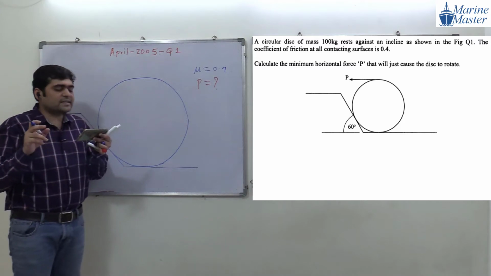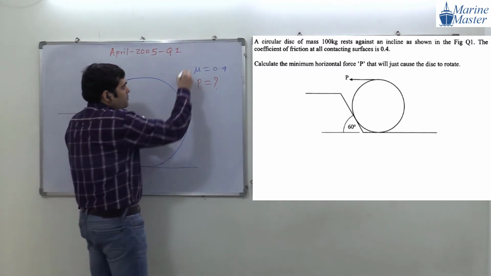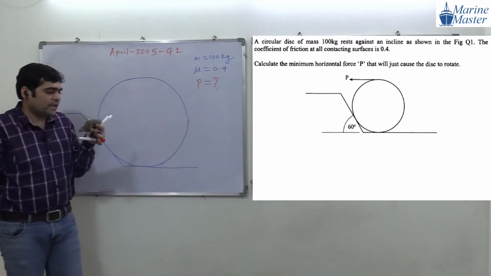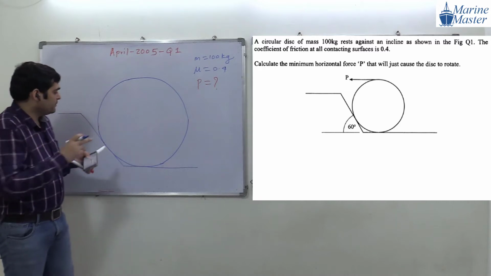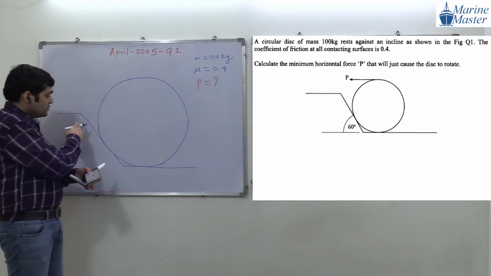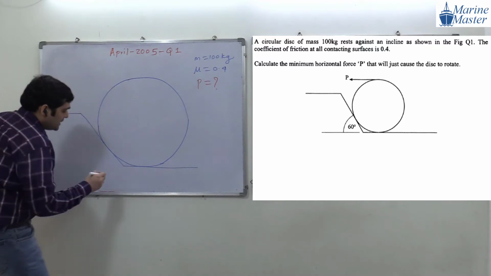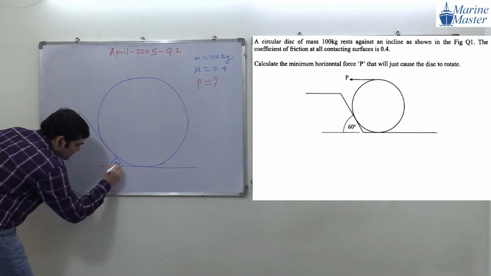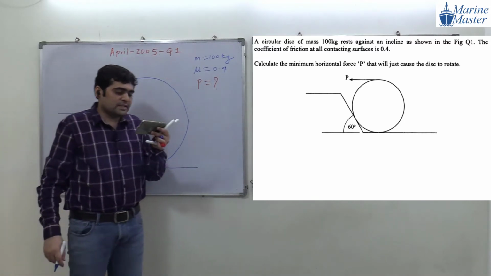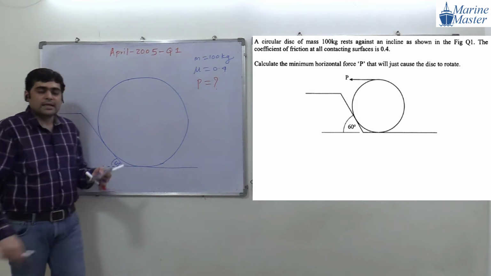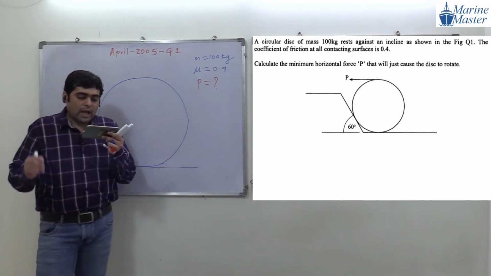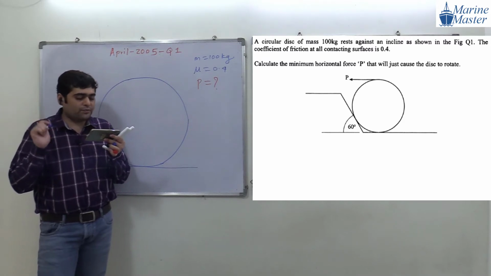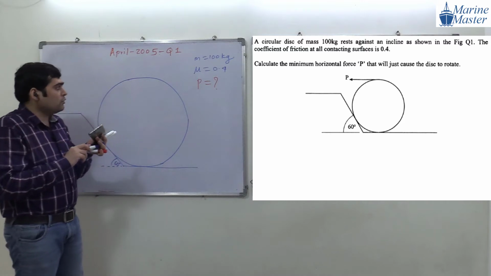Now guys, a circular disc whose mass is 100 kg, raised against an incline as shown in the figure. So this is an incline. The angle of the incline is 60 degrees. As shown in the figure, the coefficient of friction at all contact surfaces is 0.4. And our target is to find out force P.